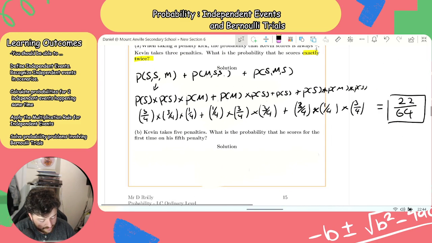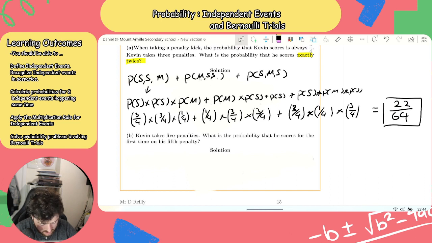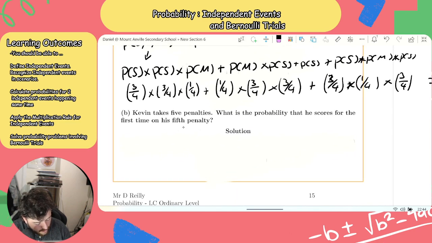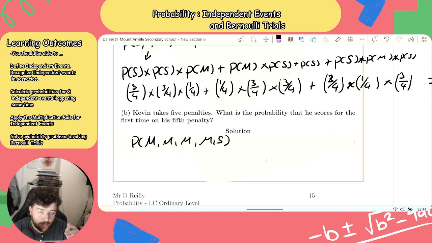Let's move on to the next question. Kevin takes 5 penalties. What's the probability that he scores for the first time on his 5th penalty? So he scores on the 5th penalty. That means he missed the first four, and then he scored.